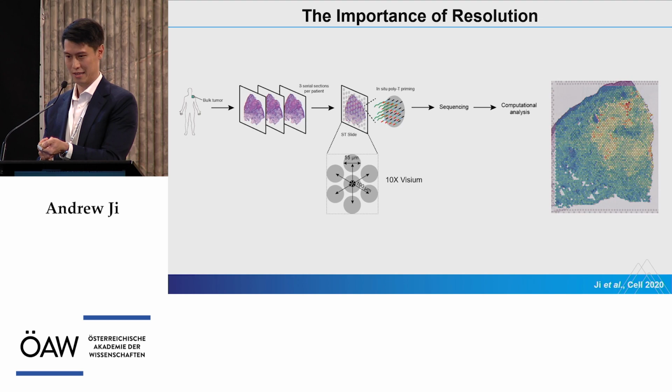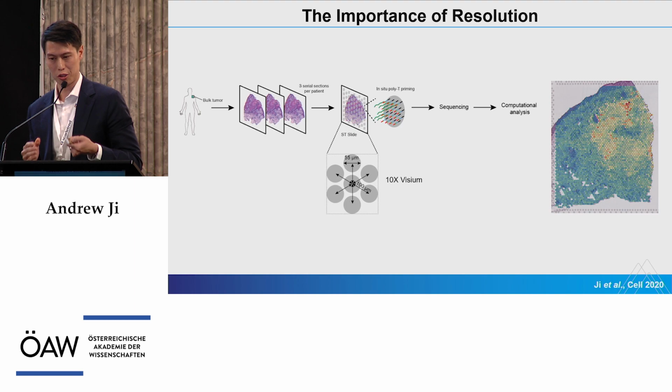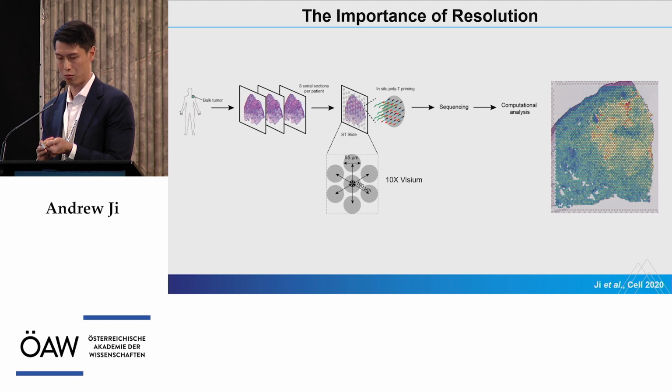on the diagram here, which shows the capture spots and the spatial arrangement of the spots in the 10x Visium platform. And so as you can see, they are 55 microns in diameter and 100 microns spaced apart, center to center distance. That's of course very hard to appreciate without truly drawn to scale images.